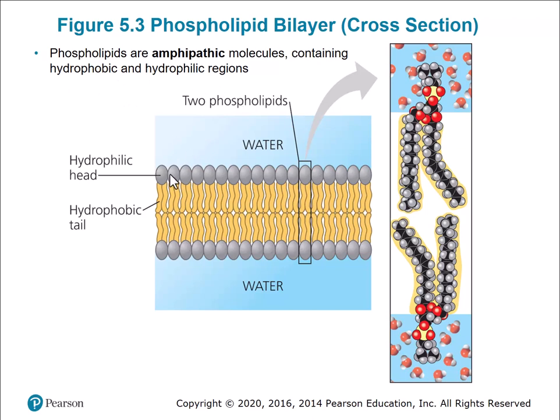Again, that is our hydrophilic water-loving heads, which have a phosphorus, and the hydrophobic fatty acid tails that are water-fearing. And because of that, they orient with tails hidden in the center in this phospholipid bilayer.